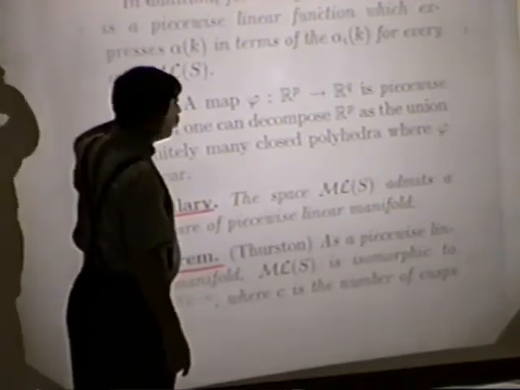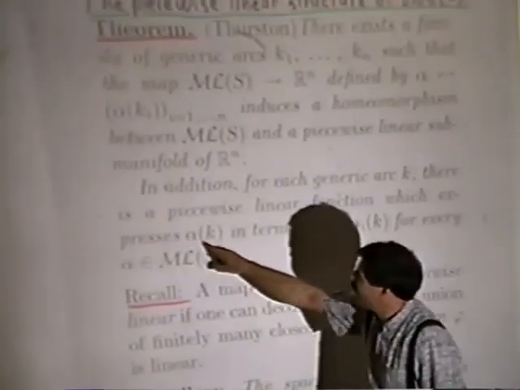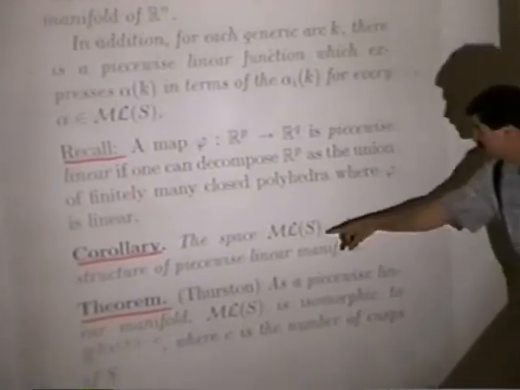Okay. And then in addition, if you take an additional generic arc K, then you can express this number here, alpha of K, namely the integral of the measure of that arc, in terms of the other ones. And not only can you express it, it's actually a fairly explicit formula, and it's also piecewise linear. So what that says is that if you take two sets of arcs like this, then the change of chart is also going to be piecewise linear. Because of that, what you get is the structure of a piecewise linear submanifold on this space here.